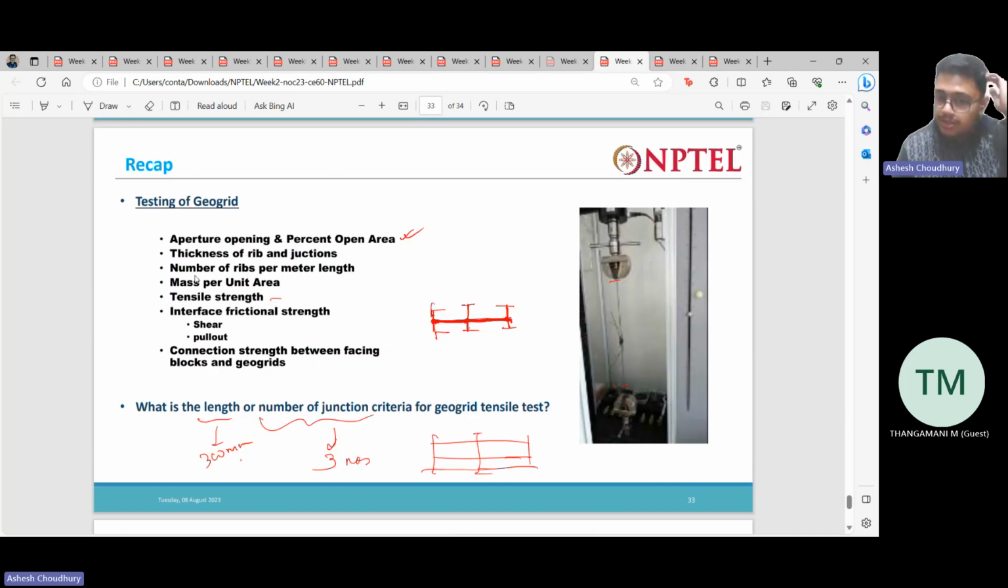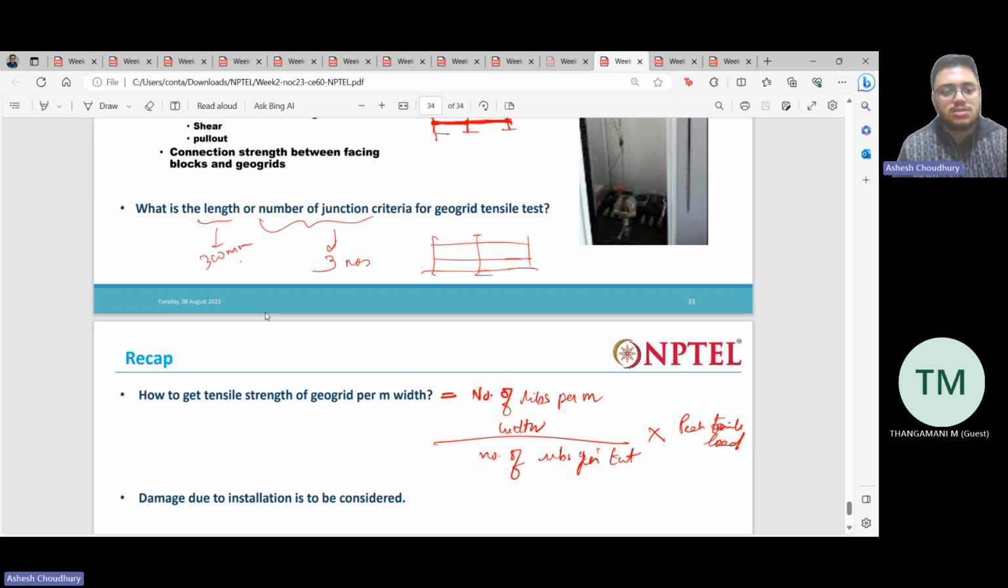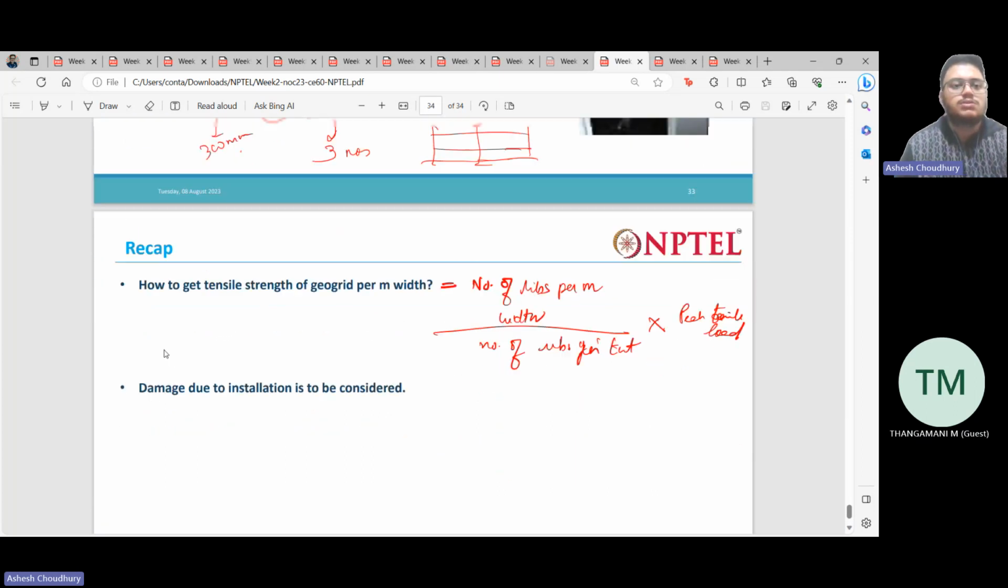Then we discussed geogrid testing, which is also quite similar to geotextile testing. In this video we saw how to do it. We can do the test for one rib, or for multiple ribs together, and find out the value for a single rib. Like this, we can do some tests. So all these things we discussed.